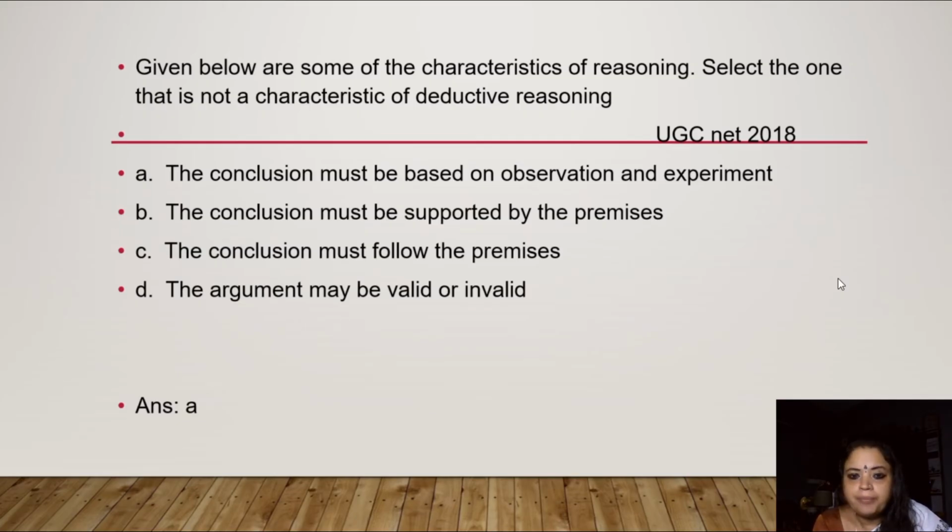Conclusion must be supported by the premises, that is true. Conclusion must follow the premises, true. The argument may be valid or invalid. We have seen the arguments may be valid or invalid with regard to deductive reasoning. So the answer is A. You cannot apply observation and experiment to deductive reasoning.